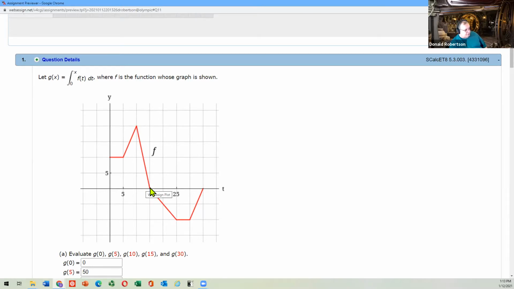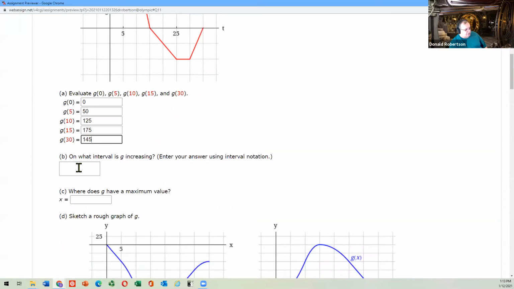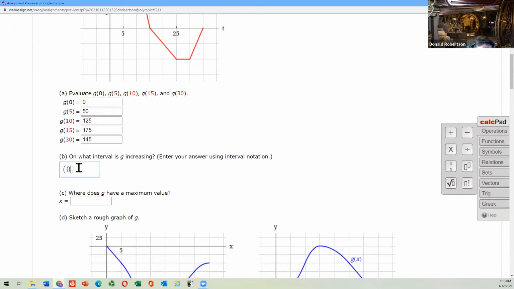But what happens once you get to this point here, which is 15? Won't you then start taking areas away? So when they say here on what interval is it increasing, the interval is increasing from starting at 0 and finishing at 15.